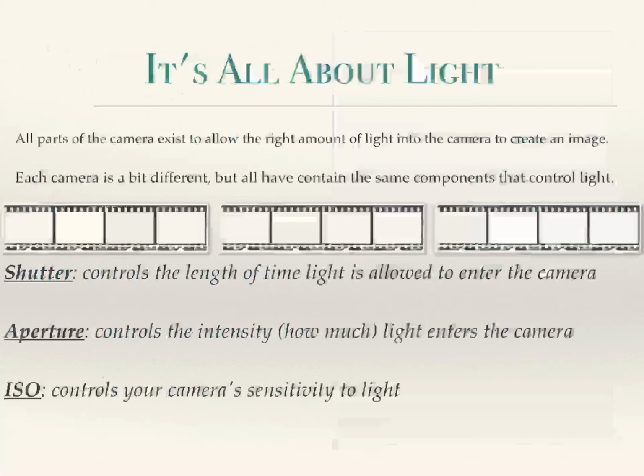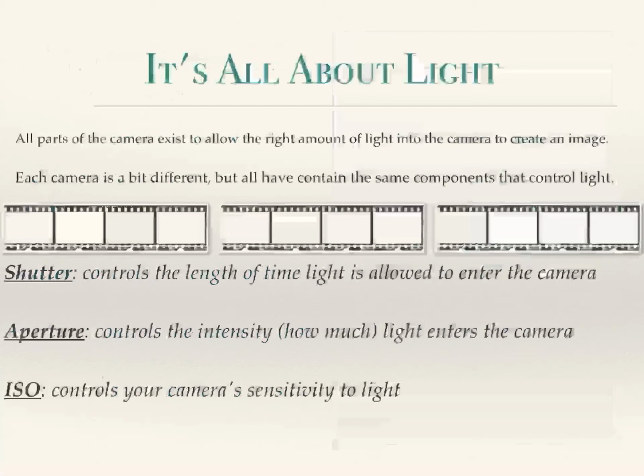Photography in general is all about the light. All parts of the camera exist to allow the right amount of light into the camera to create an image. Each camera is a little bit different, but they all have the same parts, and all of those parts control the light. The first part, the shutter, controls the length of time that the light is allowed to enter the camera. The second part, the aperture, controls the intensity or how much light enters the camera. The ISO controls your camera's sensitivity to light.